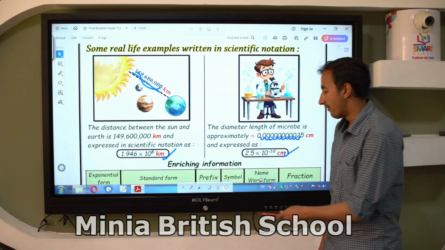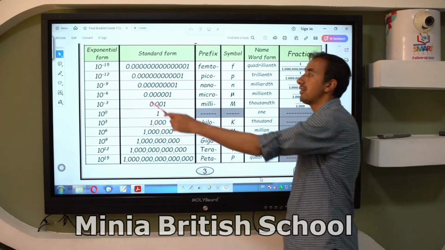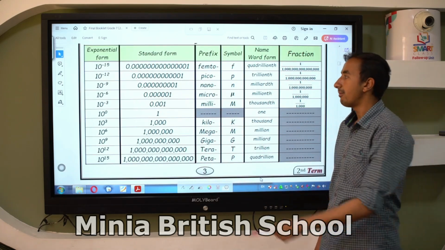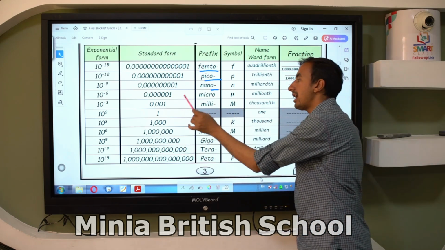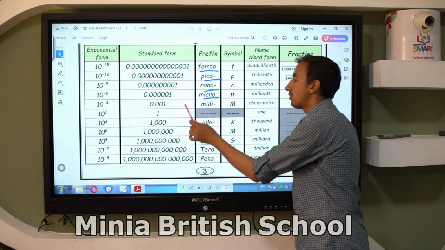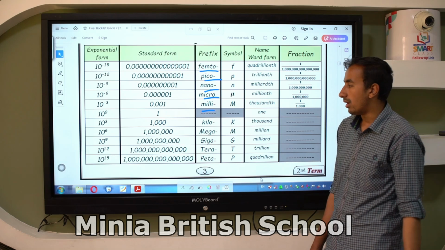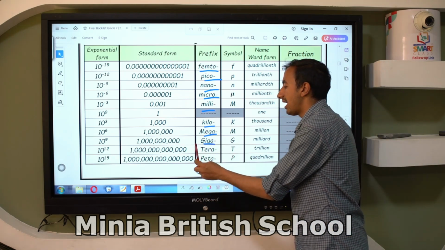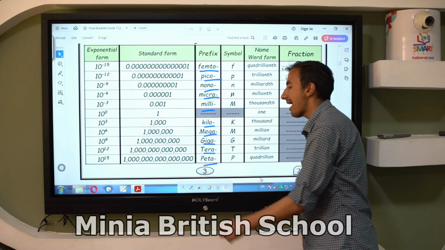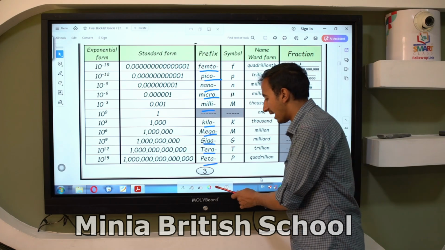It's the standard form. And we have some information about the prefixes: 10 to the power negative 15 is called femto, 10 to the power negative 12 is pico, 10 to the power negative 9 is nano, 10 to the power negative 6 is micro, 10 to the power negative 3 is milli, 10 to the power 0 equals 1, 10 to the power 3 is kilo, 10 to the power 6 is mega, 10 to the power 9 is giga, 10 to the power 12 is tera, and 10 to the power 15 is peta.